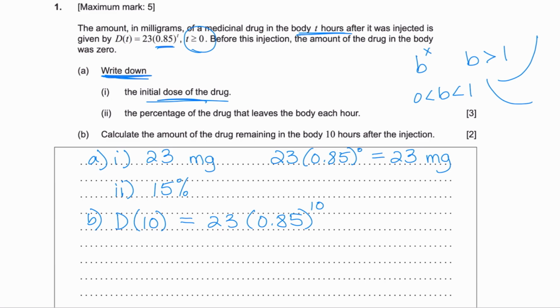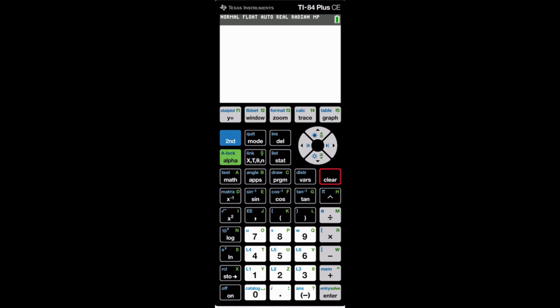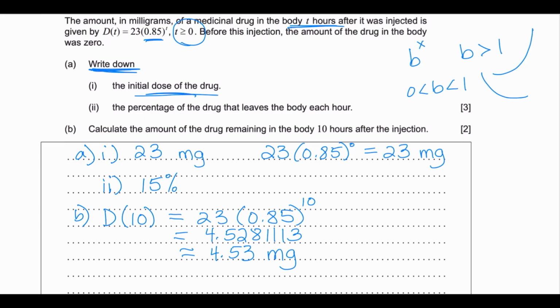The rest you're going to get by putting it into your graphing calculator. So in the calculator, you're going to enter 23 times 0.85 to the 10th power. And you're going to get the answer 4.5281113. Remember, on the exam, you want to write down all the decimal values that the calculator gives you, and then you want to round to 3 significant figures unless they tell you otherwise. And so our final answer is going to be 4.53.